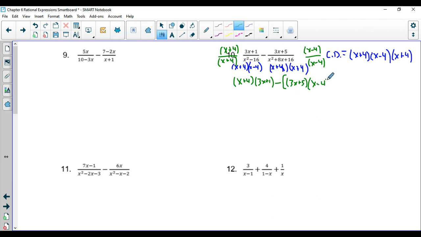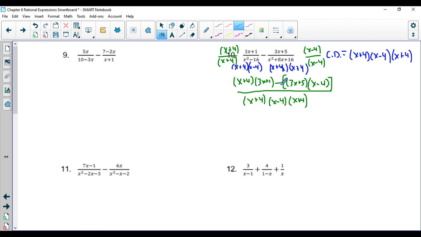Okay, so that was just showing what we were multiplying. We didn't actually multiply anything yet. We're just showing the multiplication. And then on the bottom, we have our common denominator of x plus 4, x minus 4, and x plus 4. All right, now again, we cannot cancel here because they're separated by subtraction. I cannot cancel anything yet. So we have to follow those simplifying steps.